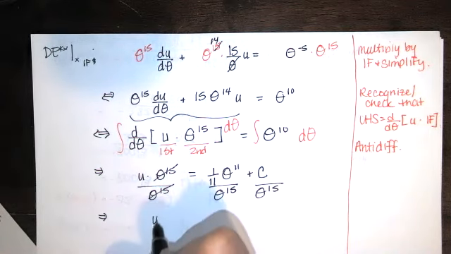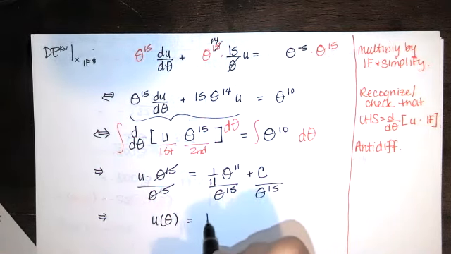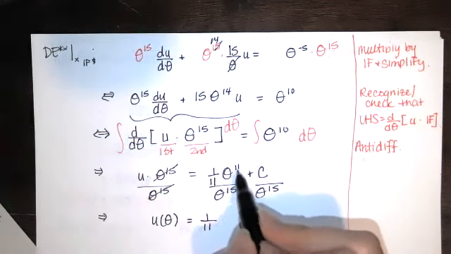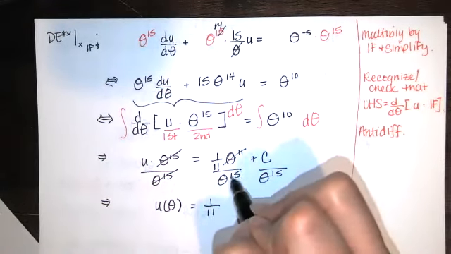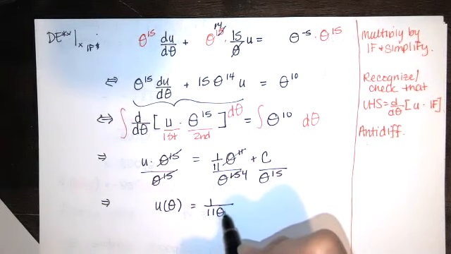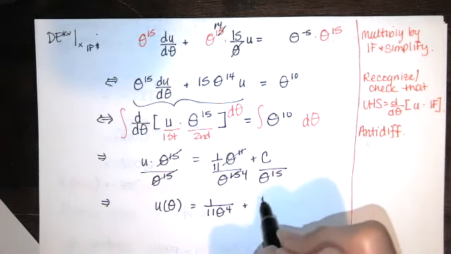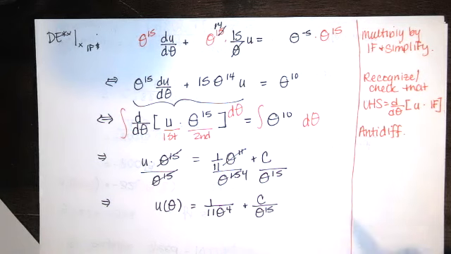And now we have u as a function of theta, and that is 1 over 11. And we end up with 11 of these reducing. You still have 4 thetas in the denominator, plus c over theta to the 15th here.